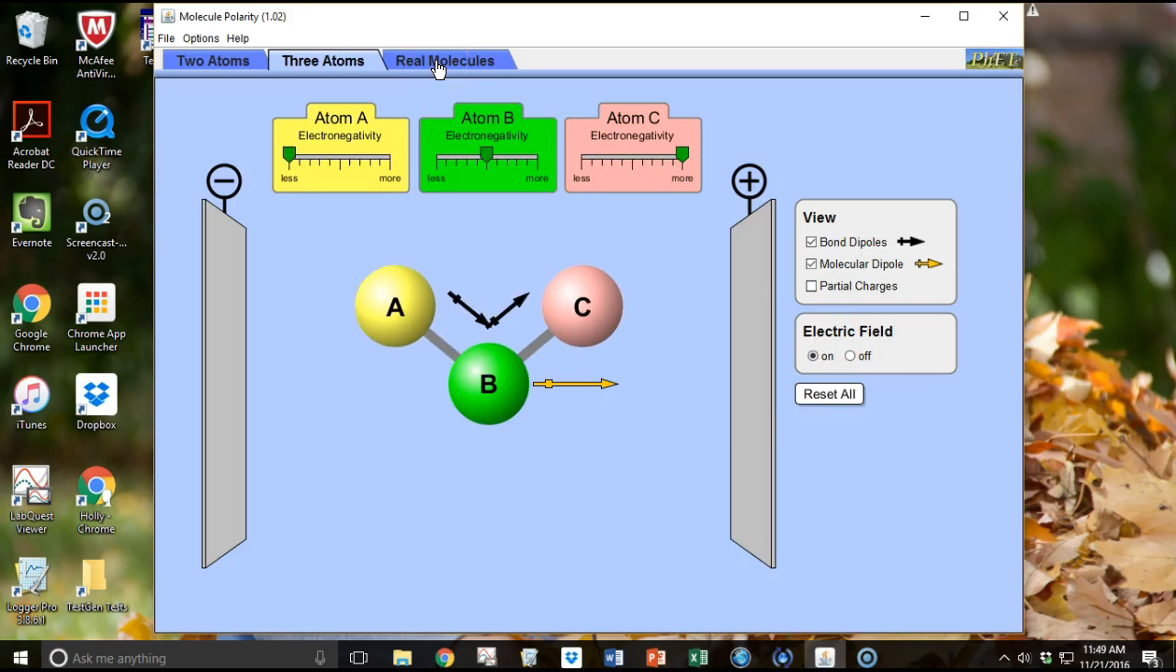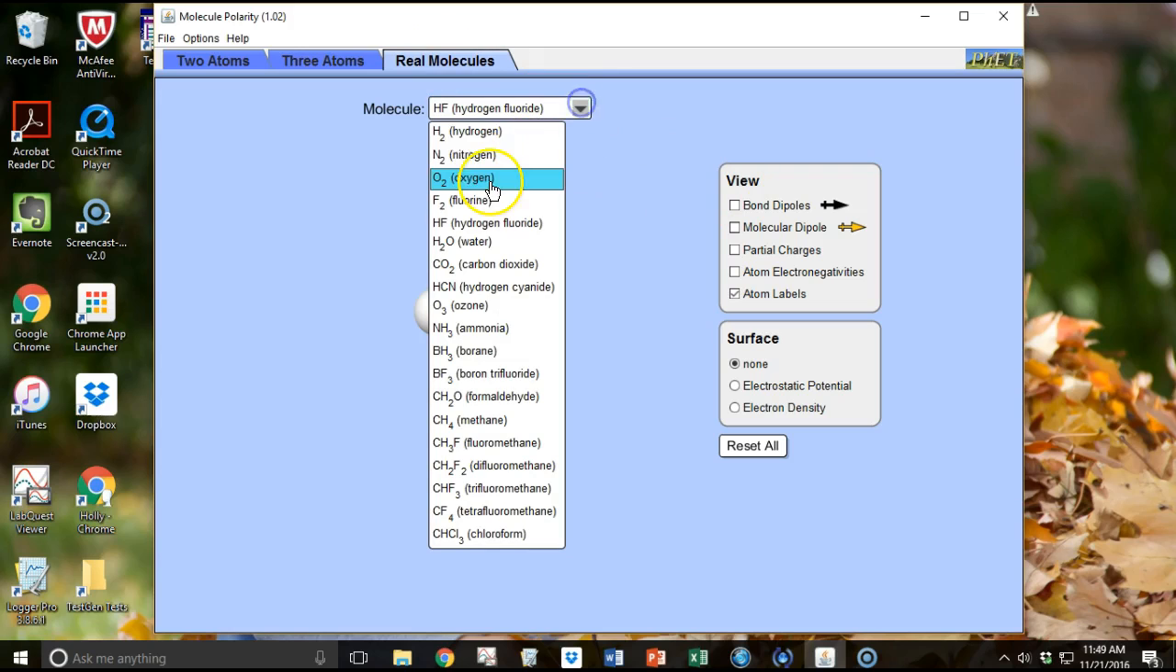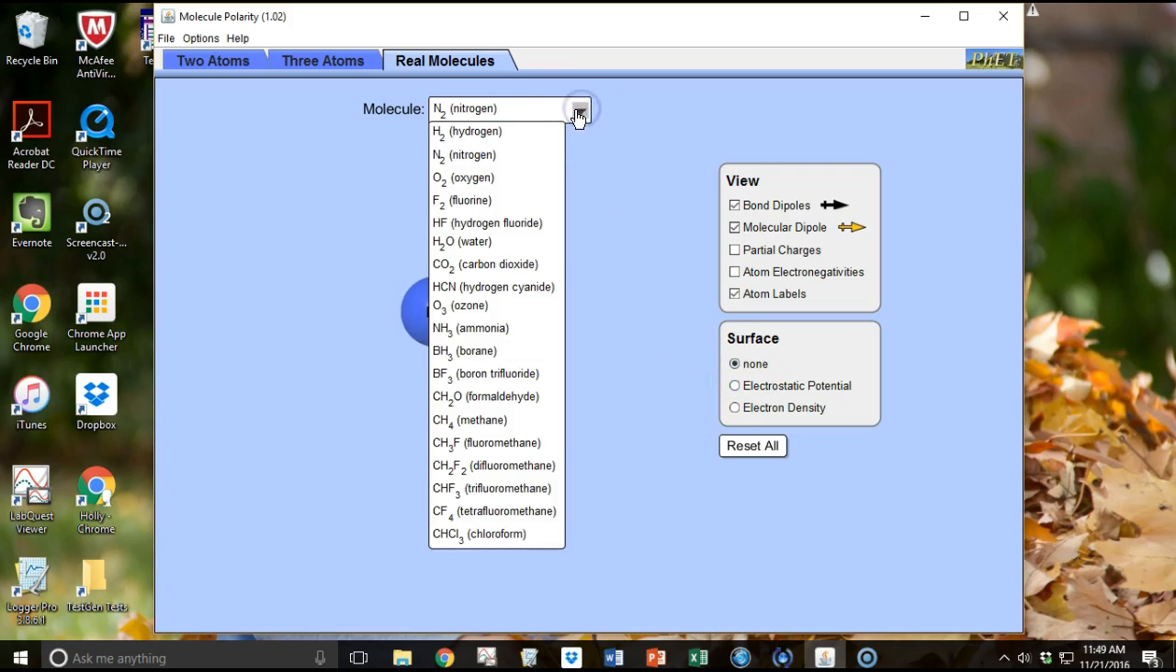All right, next we're going to look at the real molecules. This is after you have already drawn the Lewis structures and made your predictions. Let's take a look at N2. This is a linear molecule, two atoms of the same type. Notice both have the same electronegativity, so there's no pull one way or the other. So it's nonpolar overall.